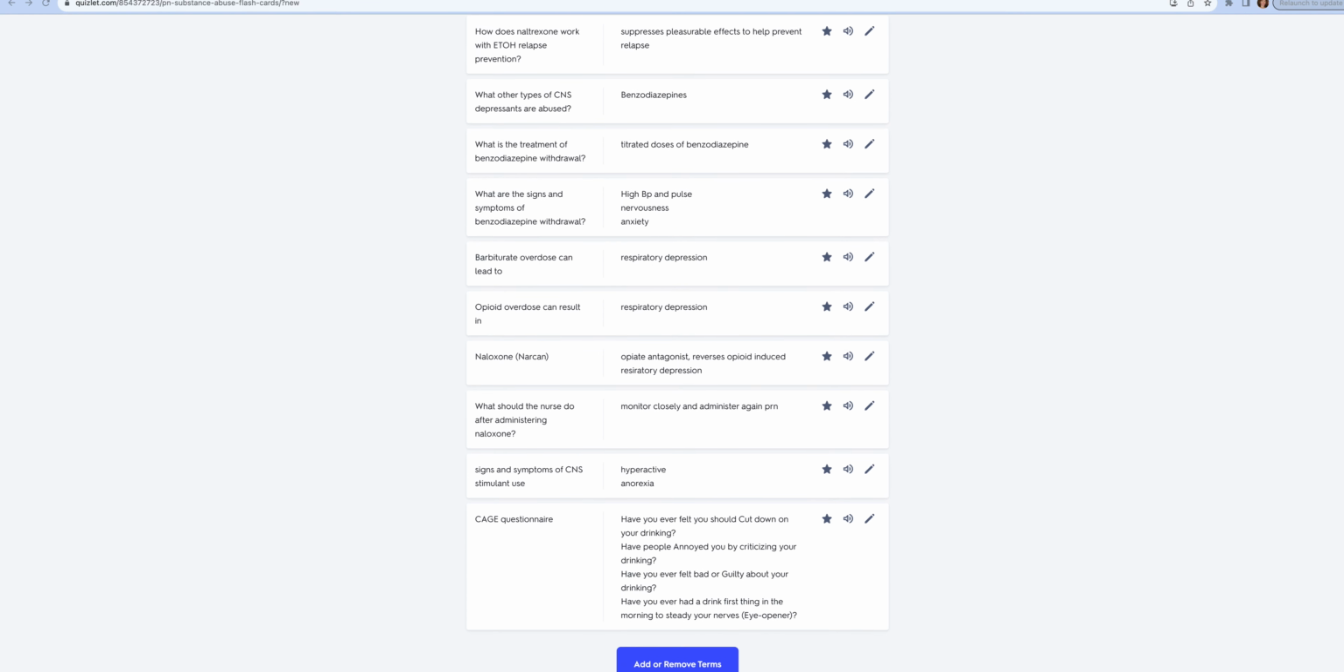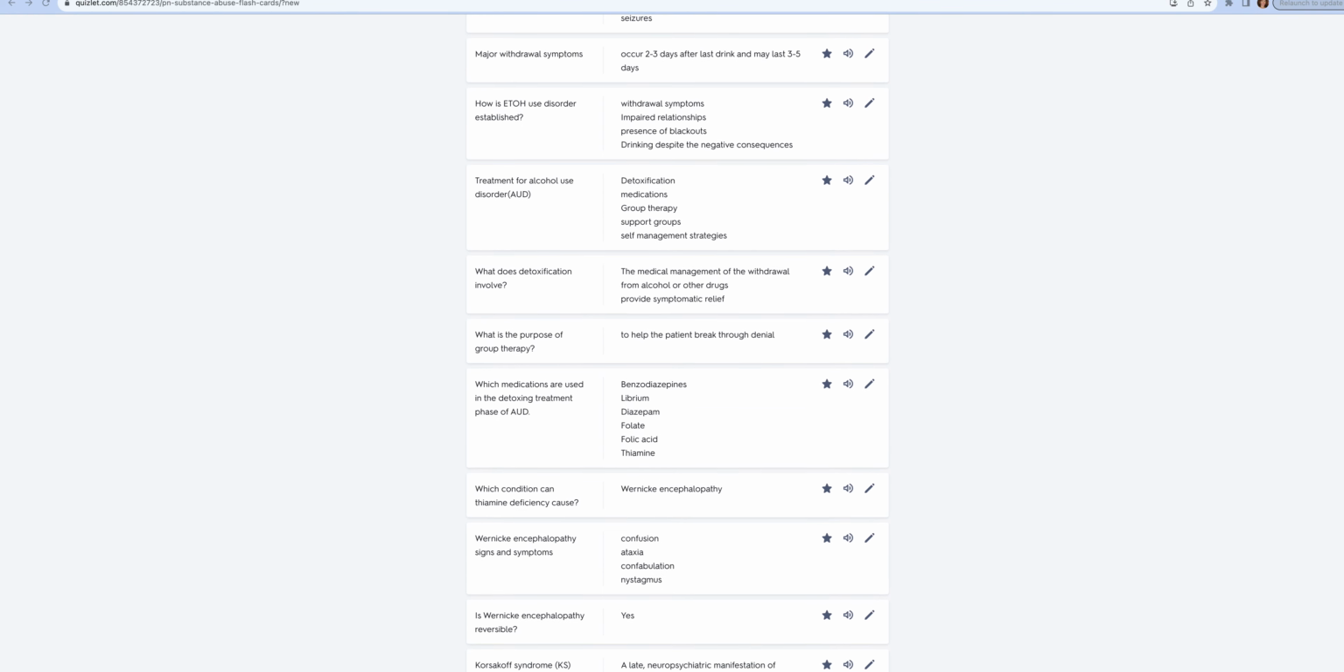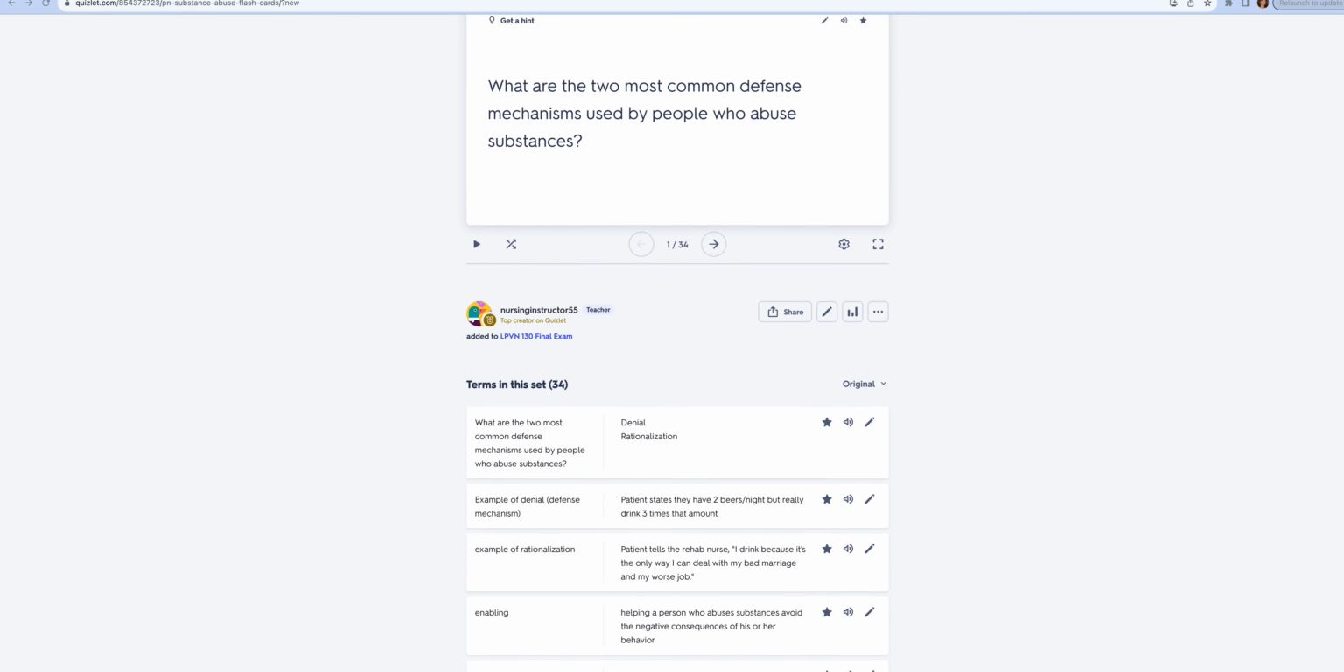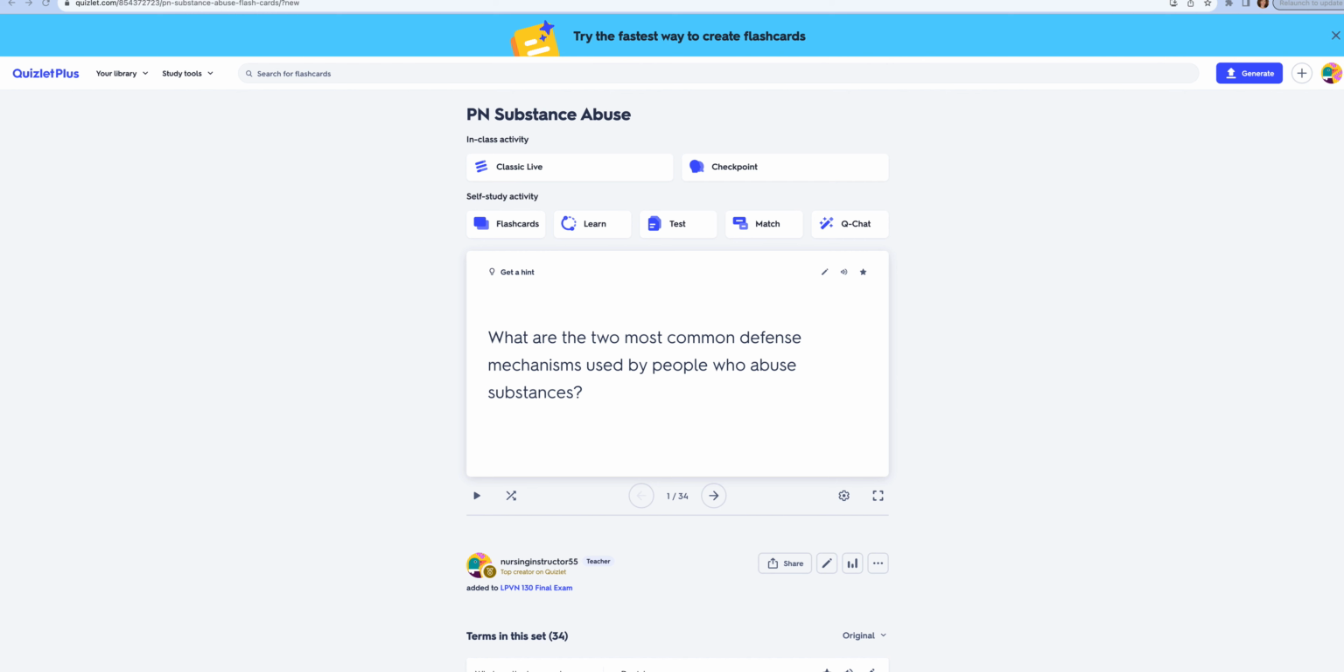Okay. The CAGE questionnaire is used in alcohol use disorder assessment. So it stands for: Have you ever felt you should cut down on drinking? That's a C. The A is: Have people annoyed you by criticizing your drinking? G is: Do you feel bad or guilty about your drinking? And E is: Have you ever had to have an eye opener to steady your nerves? And so that's it for substance abuse disorders.